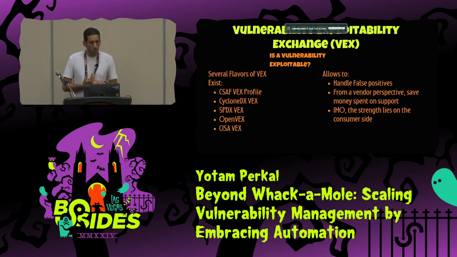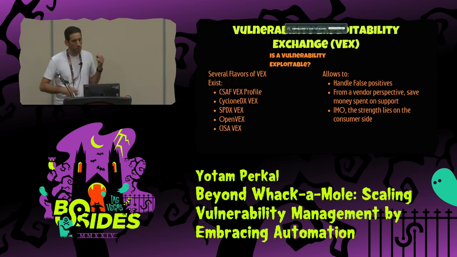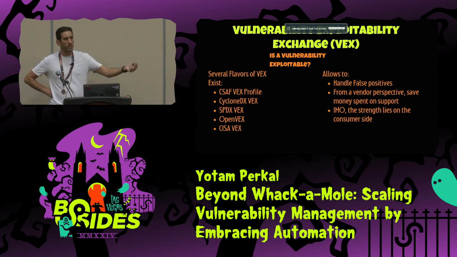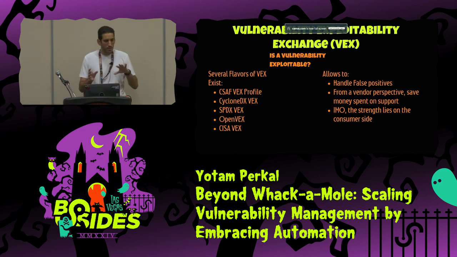But basically, it allows you to handle false positives. From a vendor perspective, it lets you save money on support, because you can say, I'm Cisco, I'm Intel, I'll let you know whether a specific vulnerability is relevant for my router and version, so you don't have to send me an email, open a ticket, or call my phone center. So it reduces a lot of that burden.